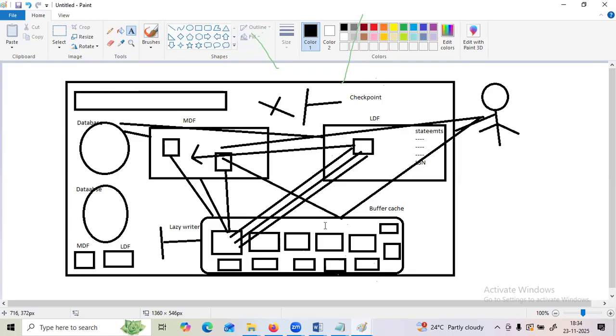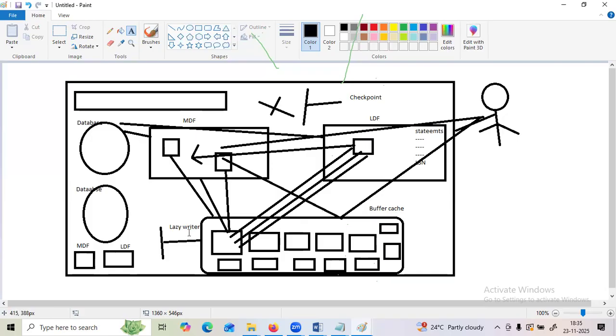That mechanism we can call an LRU algorithm, least recently used. Using least recently used, the page that is least recently used and not going to be required will be taken out of the buffer cache, which we can call a flush. It will take that page out of the buffer, and it will get the new page.